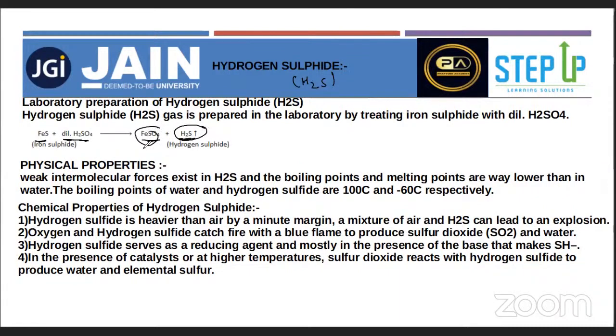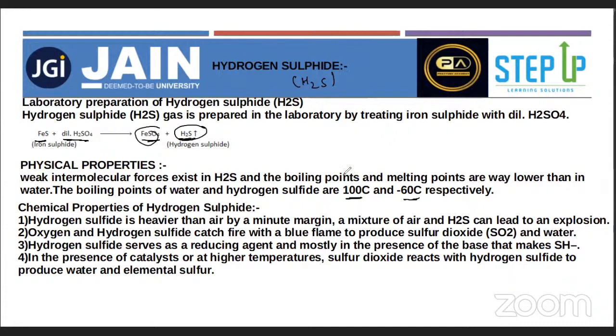What are its physical properties? It has weak intermolecular forces existing between H2S molecules, and the boiling and melting points are way lower than those of water. The boiling points of water and hydrogen sulfide are 100 degrees Celsius and minus 60 degrees Celsius respectively. This is the difference.